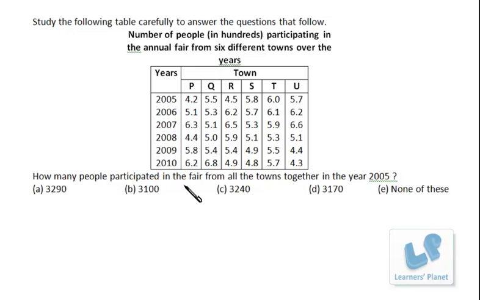Now, how many people participated in the fair from all the towns together in year 2005? Just have to add up these data, right? So it's in 100, so it's 420, 550. I just write it over here. In exam also you can do it directly. Either just add them up. 2 plus 5, 7 plus 5, 12, 8, 20, 27, that is 7. 2 carried over, 4 and 2, 6 plus 5, 11, 15, 20, 26 and 31. So it's 31.7, so it's 3170, right?